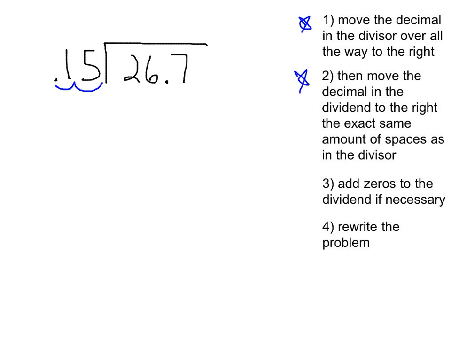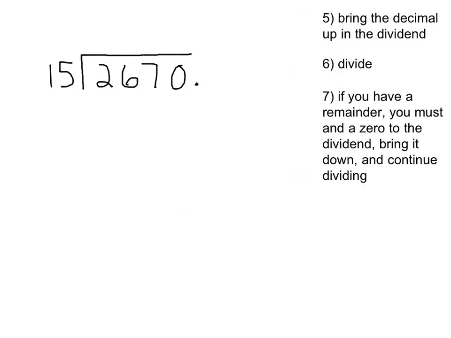We need to move the decimal over in the dividend to the right the same amount of spaces we did to the divisor. Now remember, in our divisor we moved it over twice, so in our dividend we need to move it over twice. 1, 2. We need to add a 0 if necessary, and we need to add a 0 right there. Next thing we need to do is rewrite our problem. So when we rewrite our problem, it'll look exactly like this.